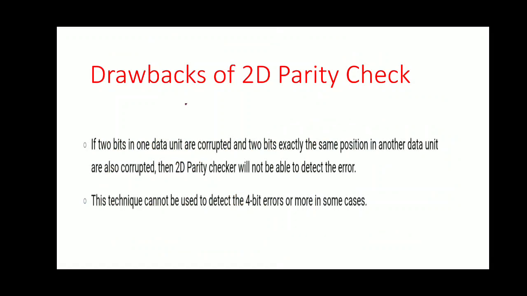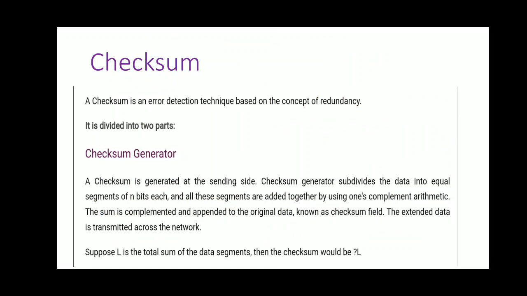And coming to the second drawback of the 2D parity check, this technique cannot be used to detect 4-bit errors or more in some cases. These are all the drawbacks of 2D parity check.